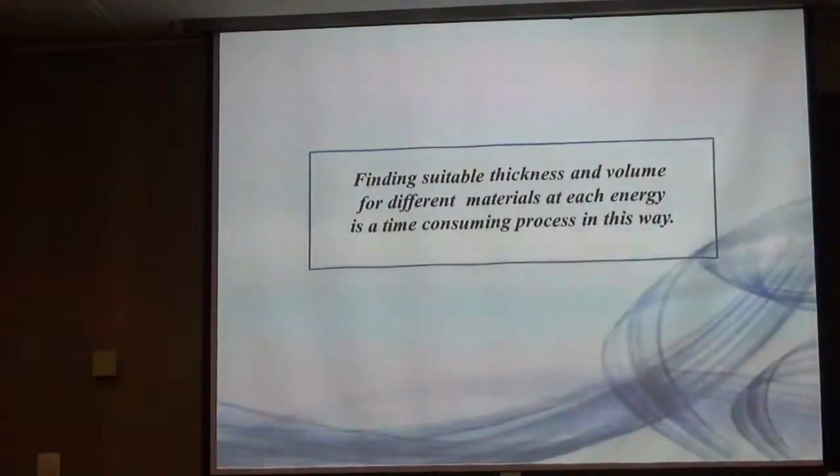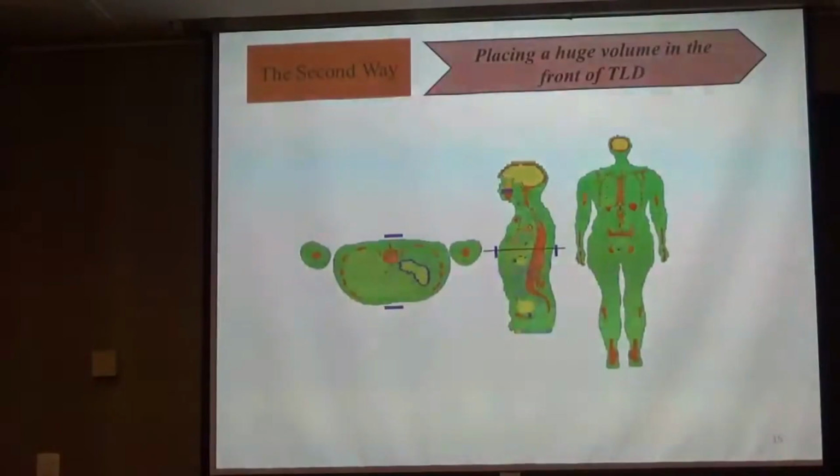The second way: placing a huge volume in front of the TLD. The male ICRP reference voxel phantom was used. The male phantom is 176 centimeters in height and 73 kilograms in weight, with specific voxel resolutions. These figures are the coronal, sagittal, and transversal views of this phantom.